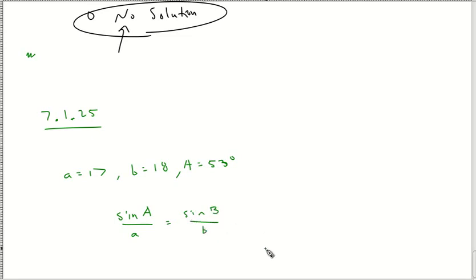Now notice that, what did I miss? What did I not do this time? I didn't draw the triangle, exactly. I didn't draw a triangle. Do you think that's okay? Nope. I should probably have drawn the triangle.